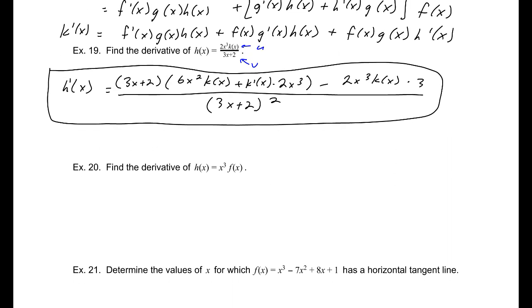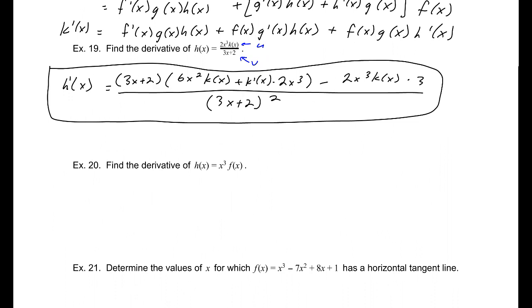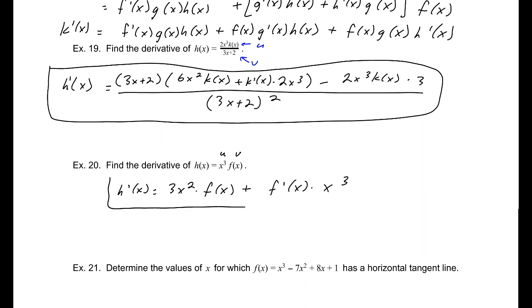All right, number 20. Find the derivative of h of x is x cubed times f of x. This will be our product rule. So the derivative of the first is 3x squared times f of x. There's our u and our v. Plus derivative of the second, f prime of x times x cubed. All right, for the sake of this big idea here, I want to just leave that the way it is.